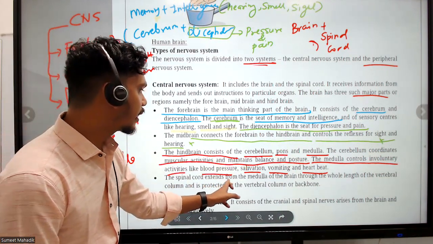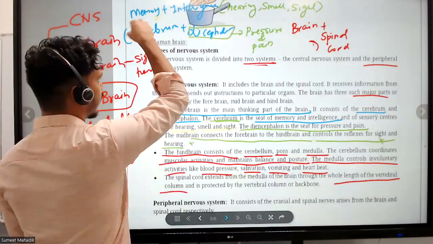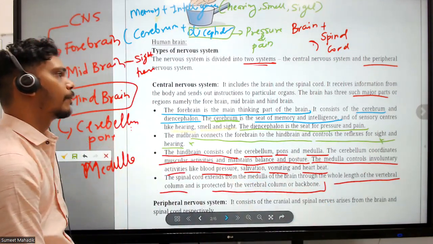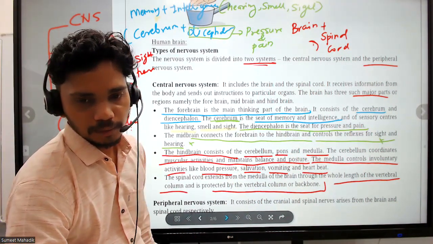A spinal cord extends from the medulla of the brain throughout the whole length of the vertebral column. Like the brain, the spinal cord is protected by the vertebral column and the backbone. So have you noticed this?